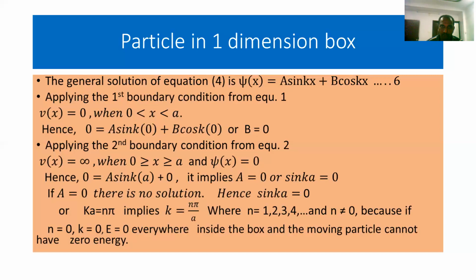Applying the first boundary condition, that is, x = 0, in between the limits 0 < x < a. Therefore, A sin k0 + B cos k0 = 0. As a result, the constant B becomes 0.